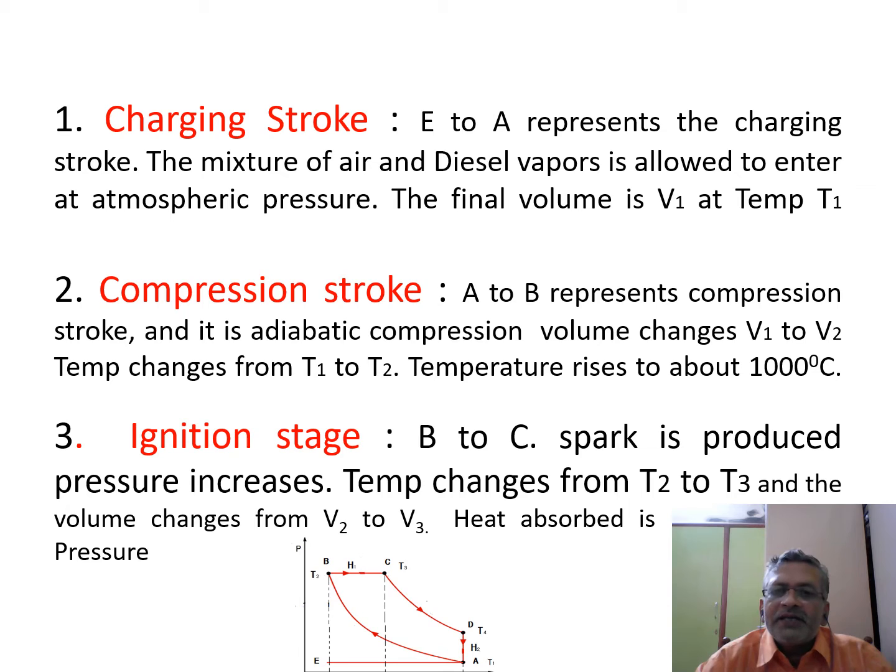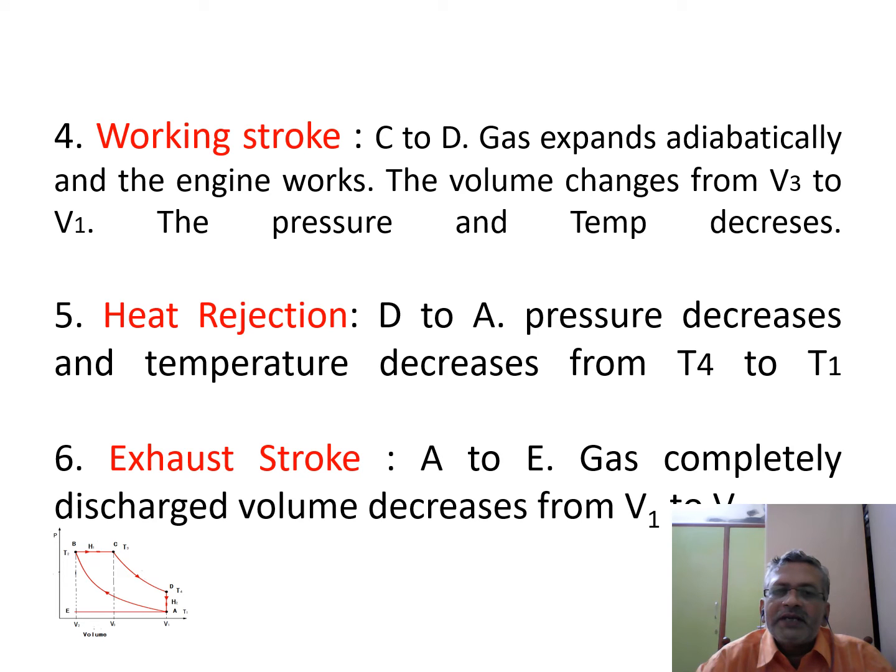Third step, the ignition stage, B to C. Spark is produced from the spark plug. Pressure increases. Temperature changes from T2 to T3 and the volume changes from V2 to V3. Heat is absorbed at constant pressure. Fourth stage is the working stroke, C to D. The gas expands adiabatically and the engine works. The volume changes from V3 to V1. The pressure and temperature decrease.